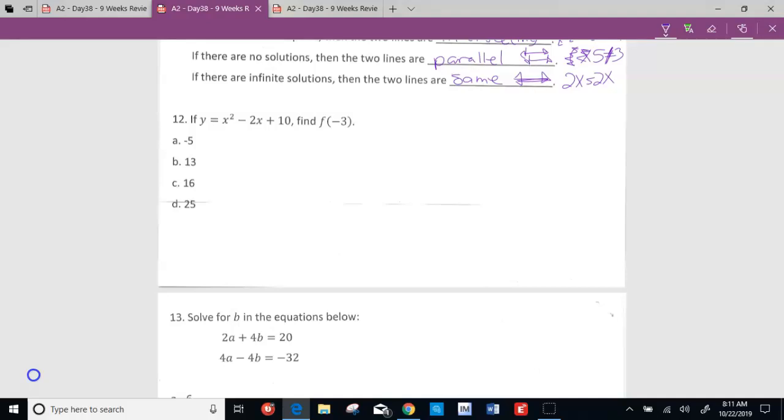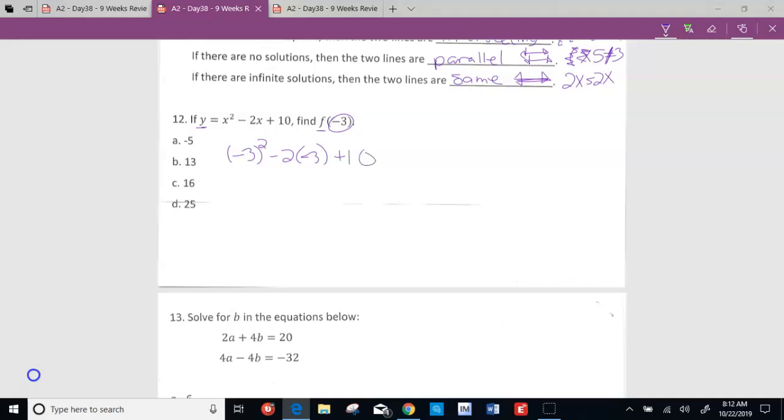Number 12, and hopefully we are getting kind of close to the end there, thank God. So if y equals x squared minus 2x plus 10, then find f of negative 3. How funny that they put this in y and this in f notation, but we know what it means. Change the x to negative 3 and just PEMDAS this. So negative 3 squared minus 2 times the negative 3 plus 10.